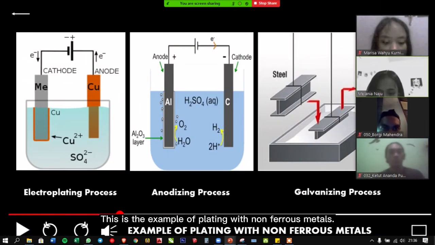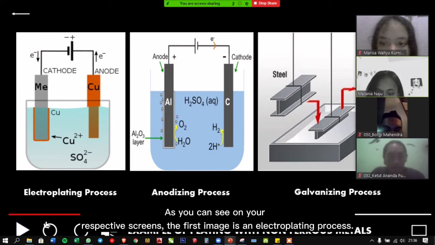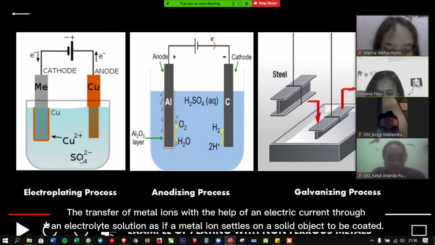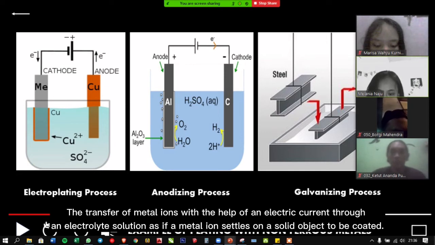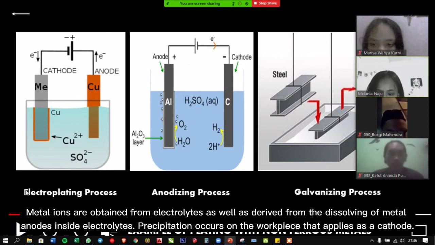This is the example of plating with non-ferrous metals. As you can see on your respective screens, the first image is an electroplating process. The transfer of metal ions with the help of an electric current through an electrolyte solution, as if a metal ion settles on a solid object to be coated. Metal ions are obtained from electrolytes as well as derived from the dissolving of metal anodes inside electrolytes. Precipitation occurs on the workpiece that acts as a cathode.